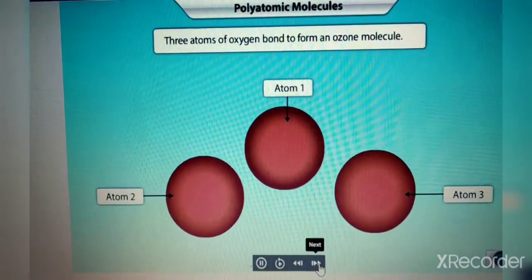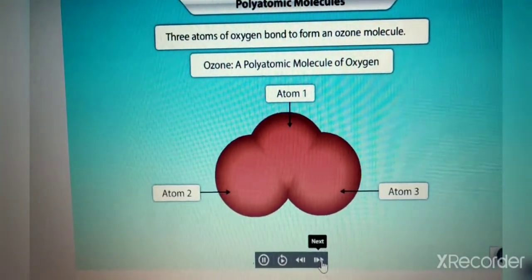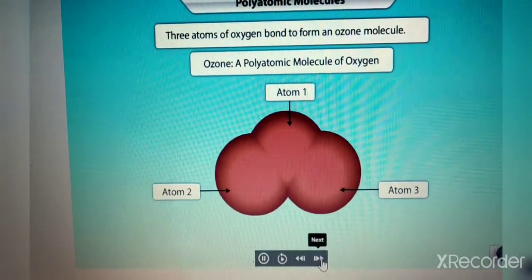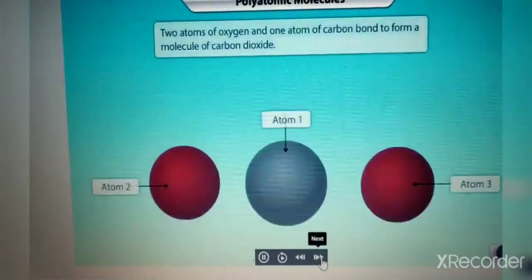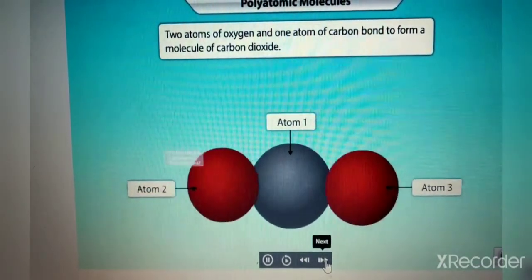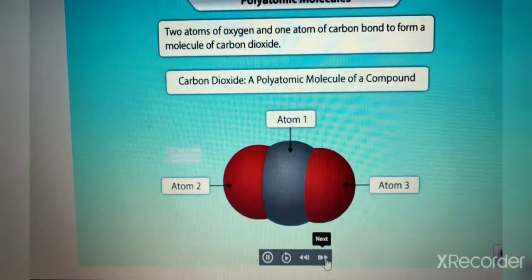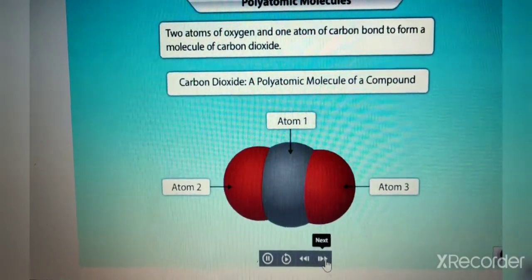3 atoms of oxygen bond to form an ozone molecule. So, we get a polyatomic molecule of an element. 2 atoms of oxygen and 1 atom of carbon bond to form a molecule of carbon dioxide. So, we get a polyatomic molecule of a compound.